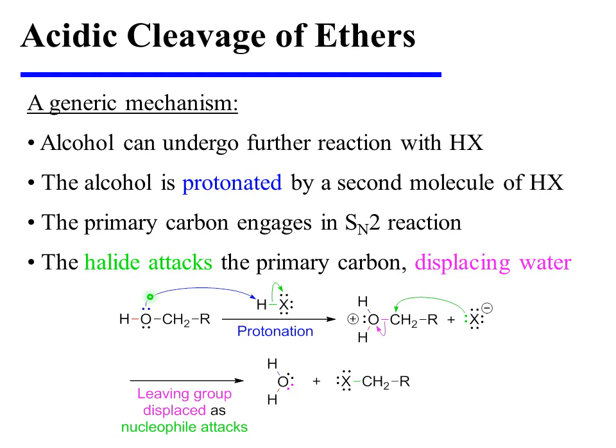This alcohol is protonated by a second equivalent of HX. The carbon that is connected to the oxonium ion, in this case, is primary, so it will engage in SN2 reaction. The halide attacks that center, directly displacing water, forming the second alkyl halide product of this transformation.